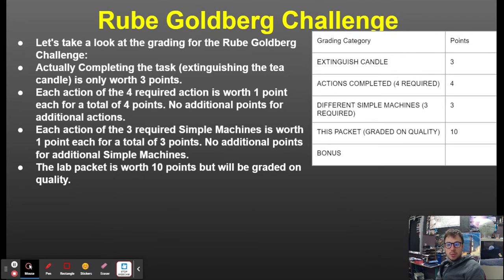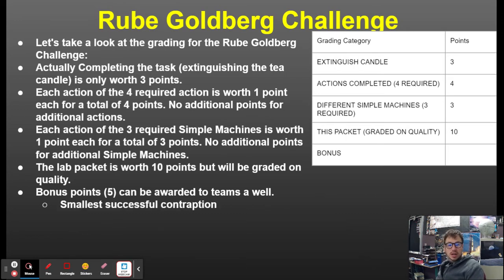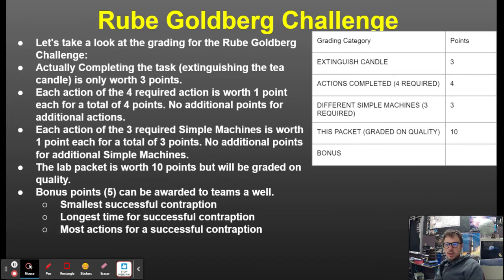Now the lab packet is worth 10 points, but will be graded on quality. Now bonus points: 5 bonus points can be awarded to teams as well. First, smallest successful contraption. If it's really nice and neat and tidy in a small space, then you can get extra points. Then, longest time for a successful contraption. With only 4 required actions, it's going to go pretty quick. But if a team really knows how to draw it out, with maybe some gears or some other way, they'll earn some bonus points as well. Finally, most actions: you can earn points for most actions for a successful contraption.